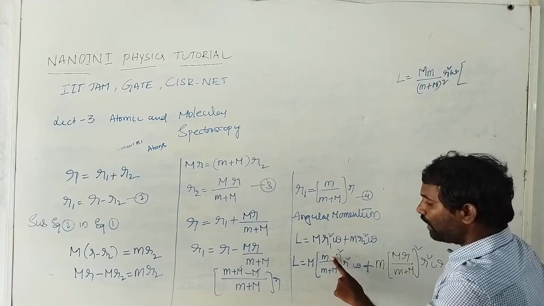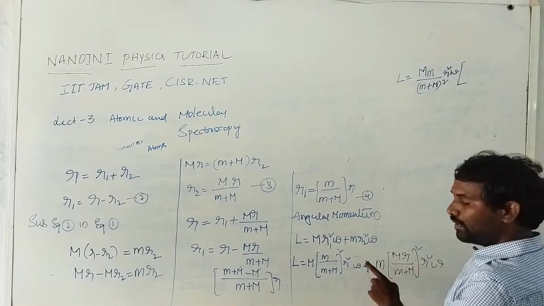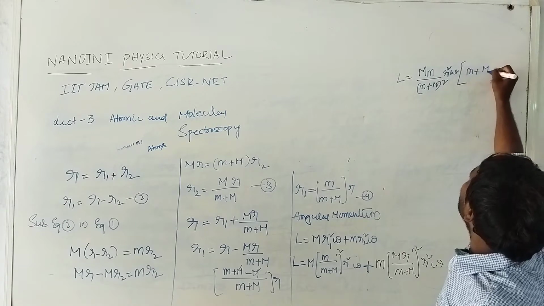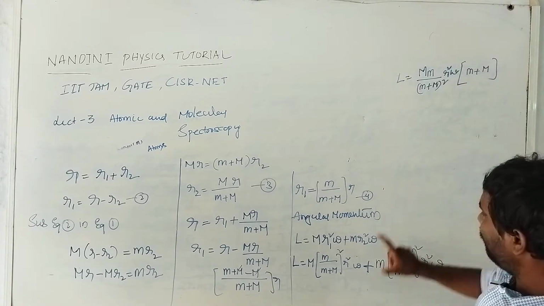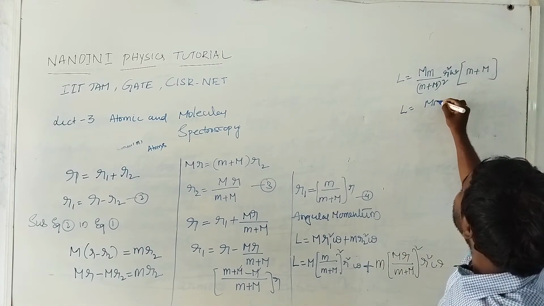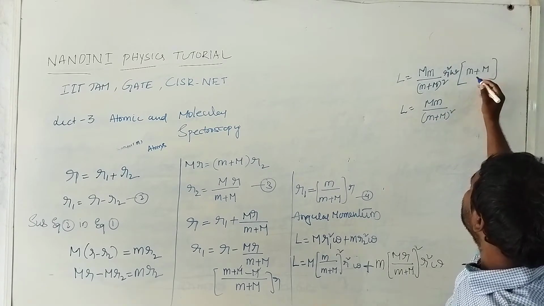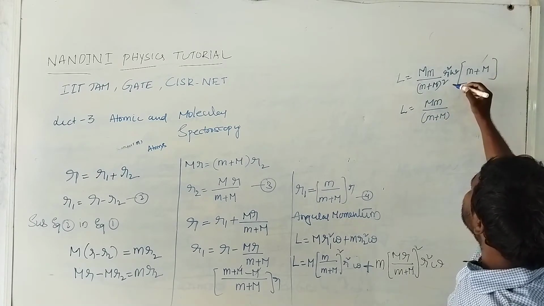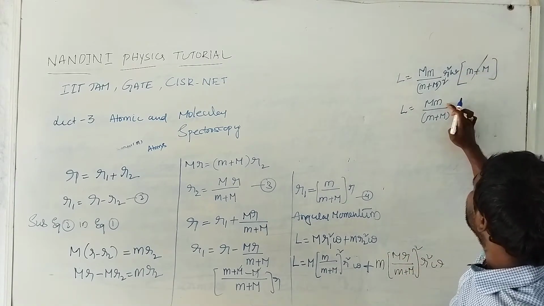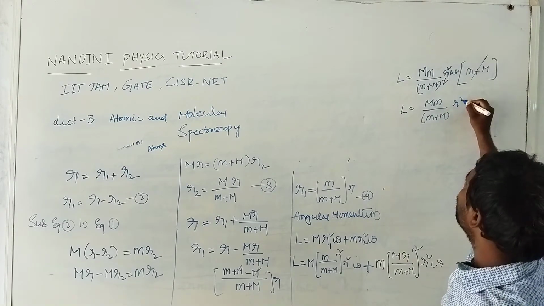Finally, one small m and one capital M come outside, leaving only one small m in the first term. In the second term, also one capital M and one small m are common, leaving only one capital M. So this gives small m plus capital M only. If you multiply, you get this equation. Therefore L is equal to small m capital M into small m plus capital M whole square. One factor cancels, and finally you get small m capital M divided by small m plus capital M, into R squared omega.